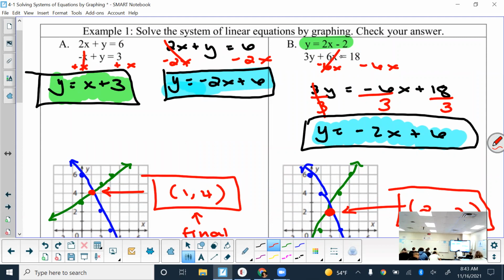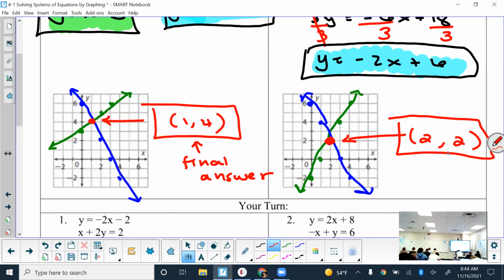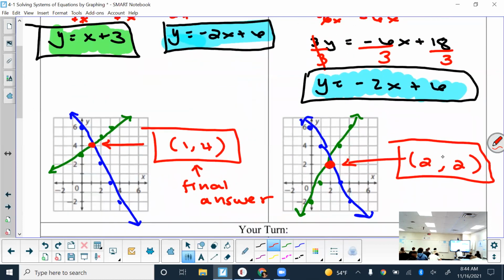Or like over here, 2 times -2 is -4, minus 2 is -2, which is what our y equals. So it does work out. Questions? All right, try out the next two.